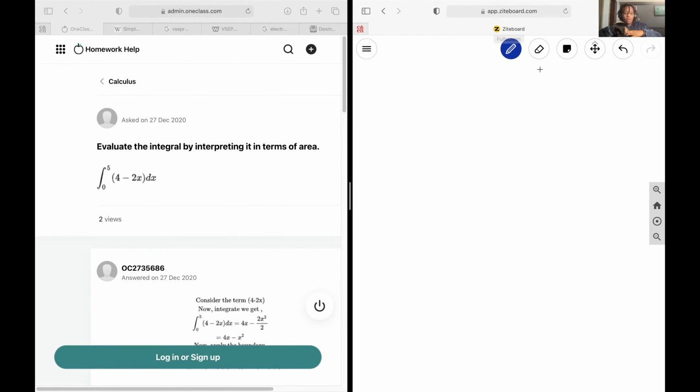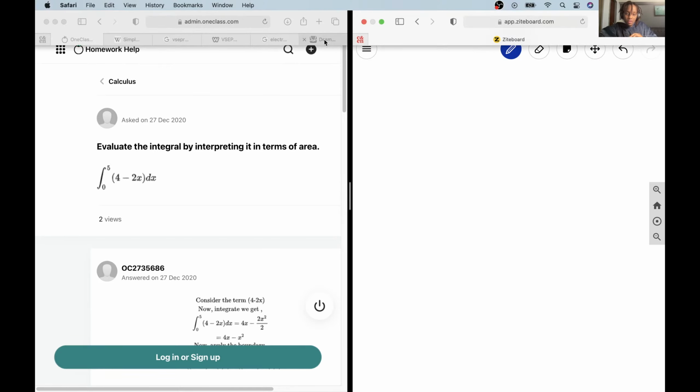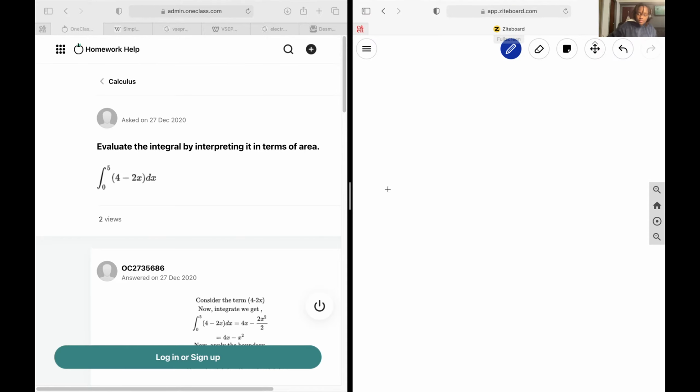Okay, next up, we want to evaluate the integral by interpreting it in terms of area. So how we're going to do that is we need to understand what the integral is and then what we're finding depending on what's inside the integral. So we're integrating from 0 to 5 of 4 minus 2x dx.